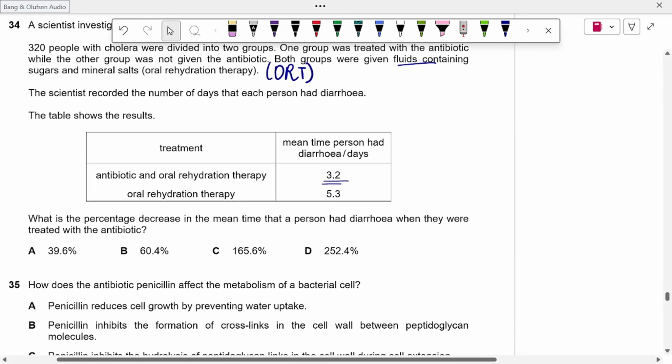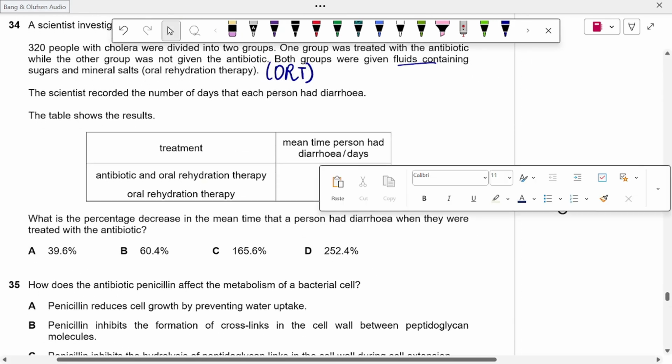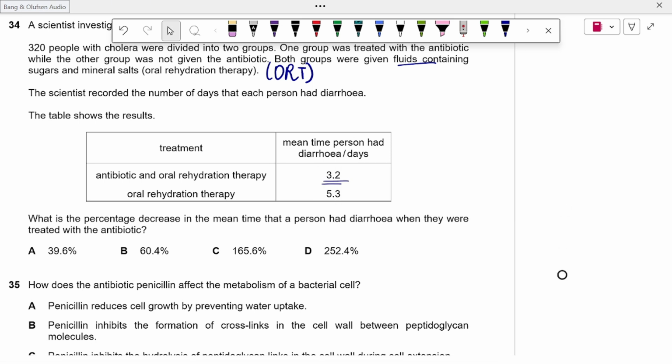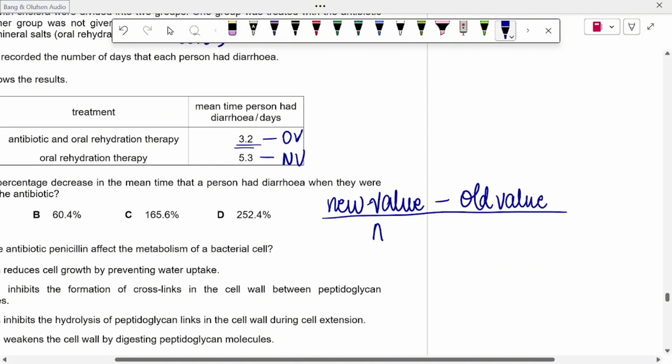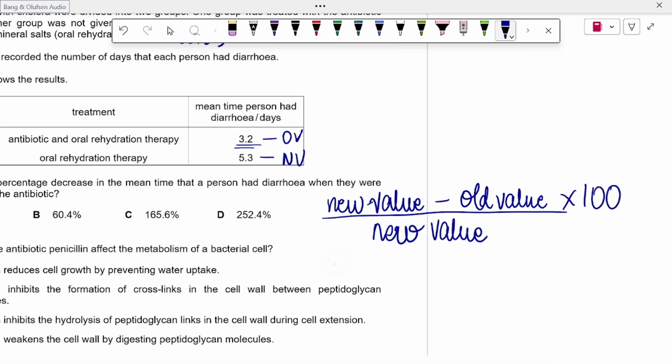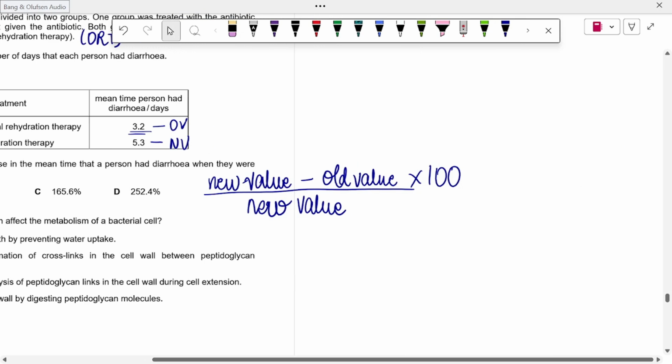So percentage decrease का formula क्या होता है? किसी को पता है? Old value वाला. This is your new value. This is your old value. New value minus your old value, divided by your new value. Percentage decrease find out करना है. Multiply by 100. परसेंटेज इंक्रीज भी मांगेंगे आगे क्वेश्चंस में, तो फॉर्मूला बिल्कुल ऑपोजिट हो जाता है.